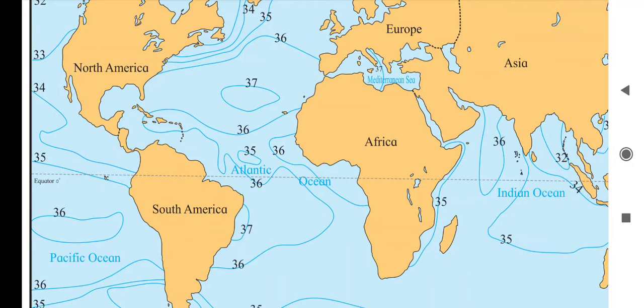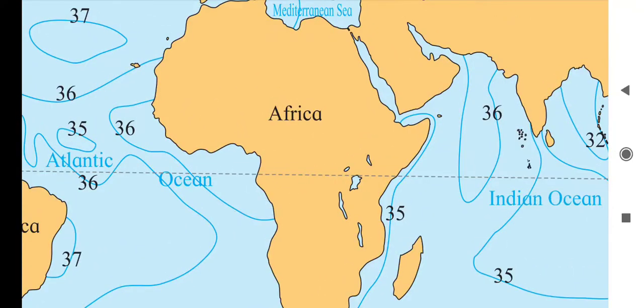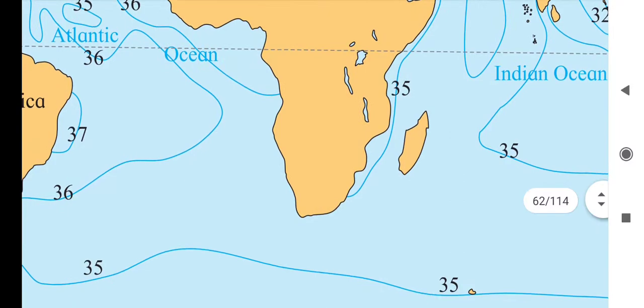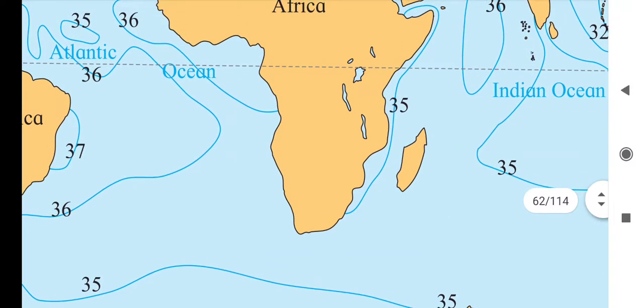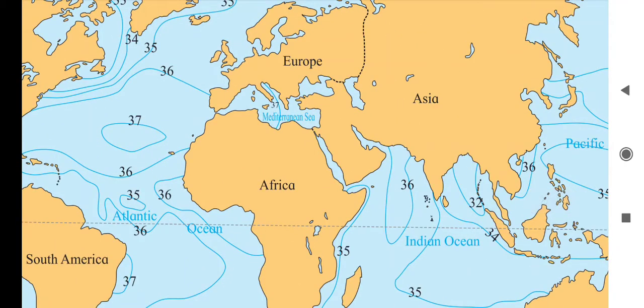salinity. See, from our India, the Tropic of Cancer is passing, and downside, 23 and a half degrees, the Tropic of Capricorn is passing. Here India's map is given. Here 36 salinity is there in the tropical region on the north side, and on the south side 35 salinity. So that is the answer: 36 and 35, that much salinity we find in the tropical area. Tropic of Cancer 36 and Tropic of Capricorn 35.